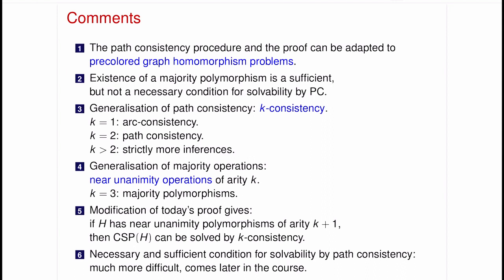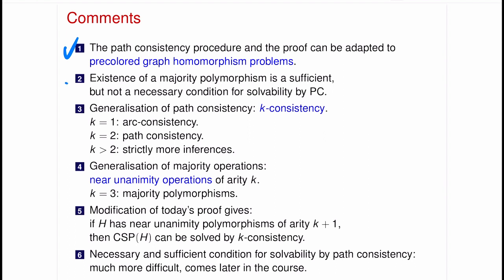And it's relatively easy to adapt the path consistency procedure to solve also these tasks. And the same proof that we have seen just before works to prove that path consistency is correct also for such problems if there is a majority polymorphism of H. Next comment is that we only have one direction. For the R consistency procedure, we saw a necessary and sufficient condition for solvability by R consistency. Here, we only have one direction. If you have a majority polymorphism, then the path consistency procedure is correct.